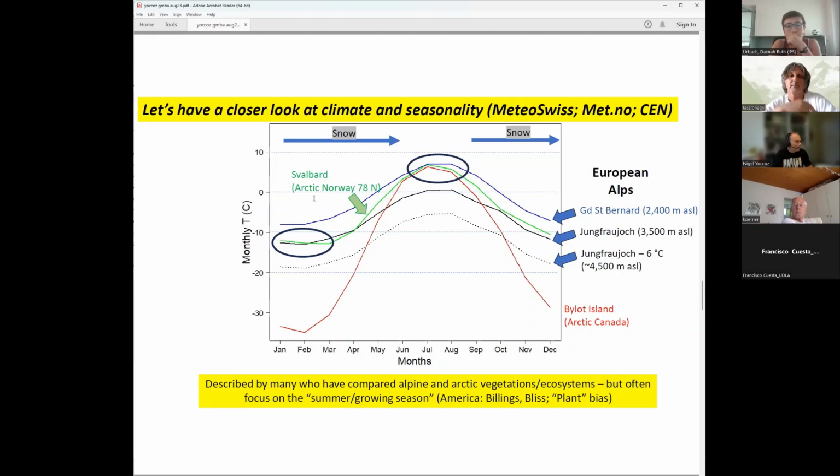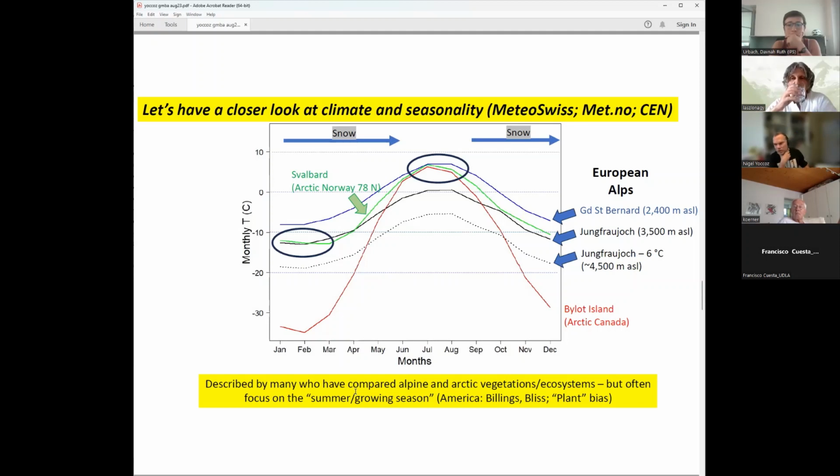Now, Svalbard, that's the Arctic part of Norway, the high Arctic, at least it was, 78 degrees north. That's the green curve. The winter temperatures are the same as in Jungfraujoch, so about -12. The summer temperatures are the same as in the Grand Saint-Bernard, so about 6-7 degrees. Now I put in red, just to have a comparison, another site in the Arctic, Bylot Island, in the northern part of Canada. It's 73 degrees north. The summer temperatures are the same as in Grand Saint-Bernard or Svalbard. So there's no difference in the summer temperature. But of course, the winters are much, much colder. It's nothing comparable. Average temperature in February, -35.